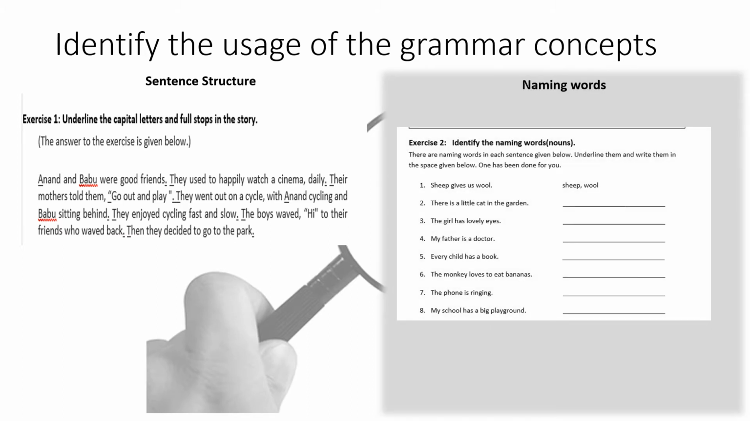Naming words. For naming words, we have 2 exercises in identifying the naming words. In this exercise, you're going to ask the children to identify the words. Earlier, you remember we had talked about what defines a naming word. So in this exercise, they are going to identify and underline the naming words in the set of sentences that is given to them.